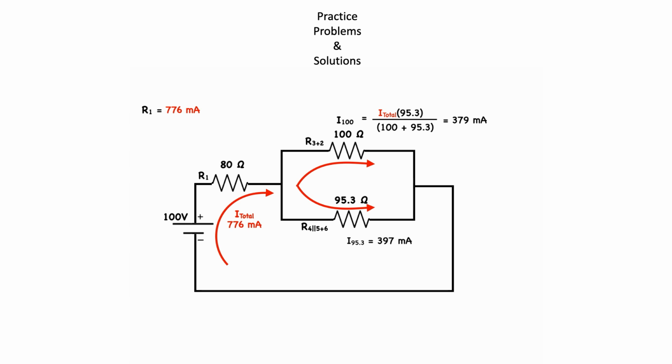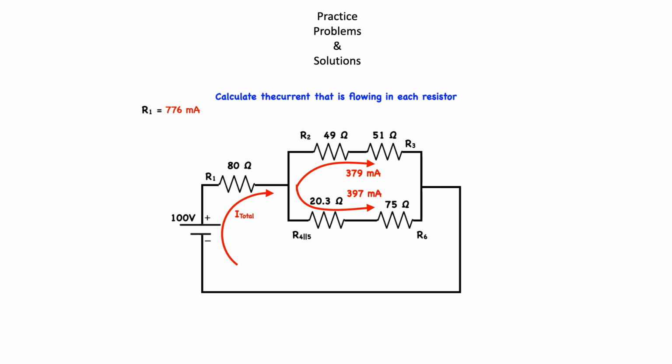Remember that these two parallel resistors were made up of two sets of series resistors that look like this. Because these two resistors are actually made up of two sets of resistors in series with each other, the current that we just calculated will flow through each branch and each pair of resistors, as you see here. So this provides us with three more answers. The current flowing through R2, R3, and R6.